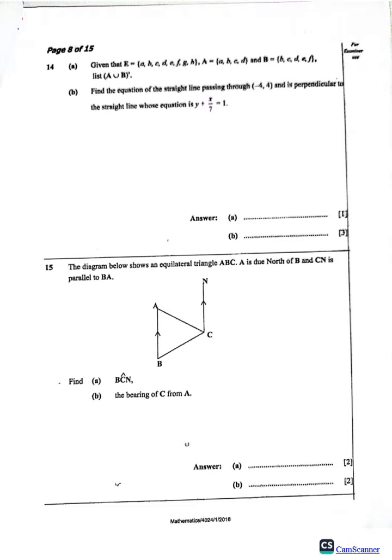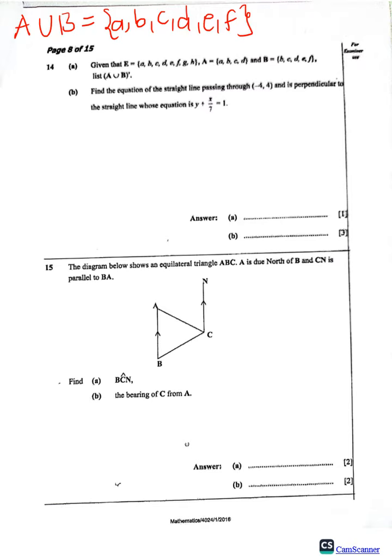So first let's find A union B, then we'll look at the complement later on. For us to find A union B, we are trying to combine the elements of A with the elements of B and make one set. So the A union B elements will be A, B, C, D, E, F. So this is the union of A and B.